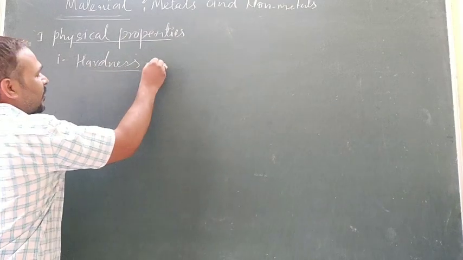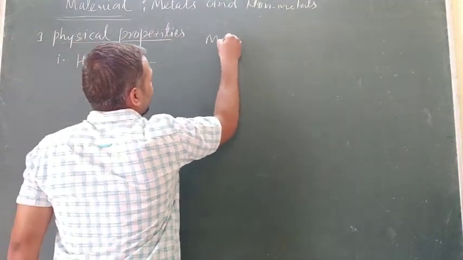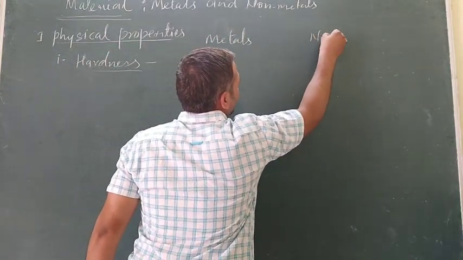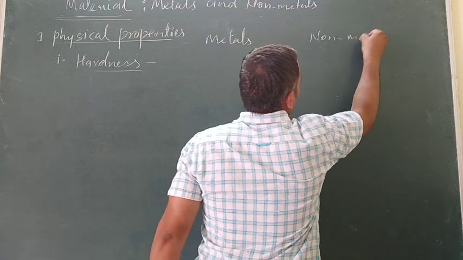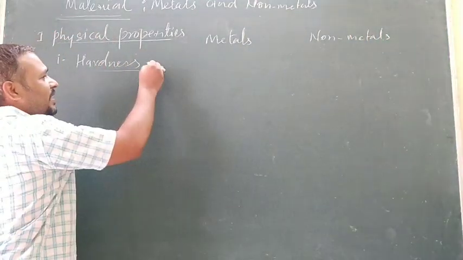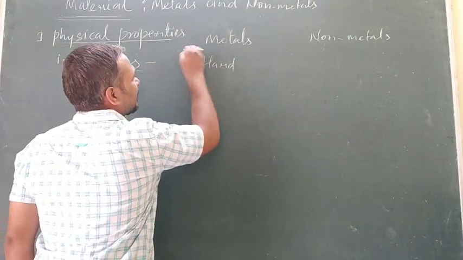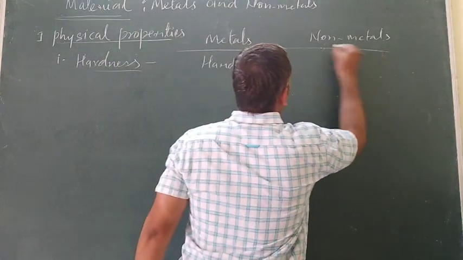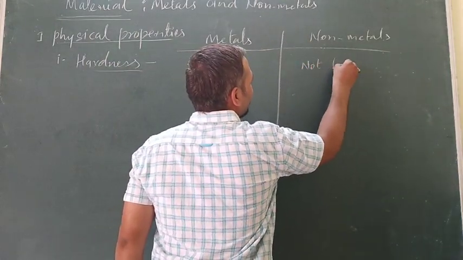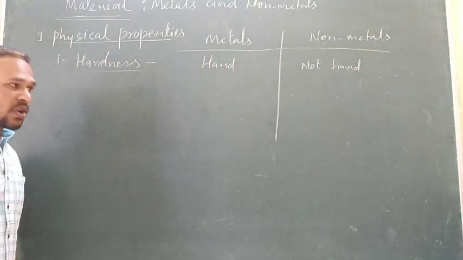Hardness. If we write here metals and here non-metals, the first point is hardness. Metals are generally hard and non-metals are generally not hard, right? Or they are soft.